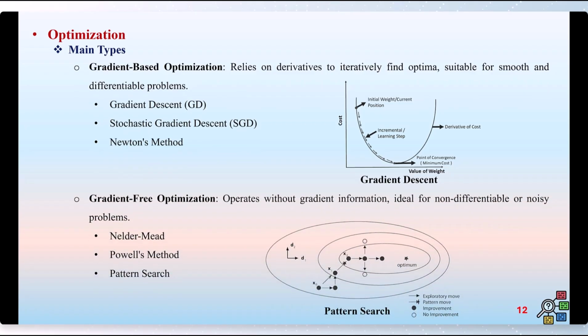So we have different types of optimization algorithms. I choose 5 categories of them, the 5 most used. For example, gradient-based optimization, which relies on derivatives to iteratively find optima, suitable for smooth and differentiable problems, like gradient descent, stochastic gradient descent, or Newton method. Also, we have gradient-free optimization, which operates without gradient information, ideal for non-differentiable or noisy problems, like the Nelder-Mead method, Powell method, and pattern search.